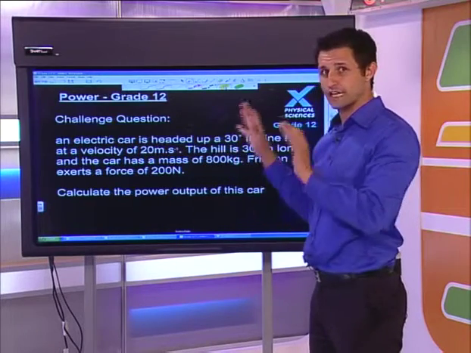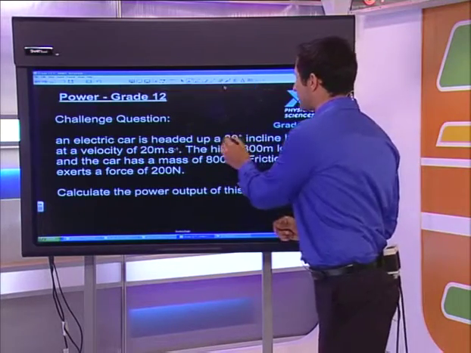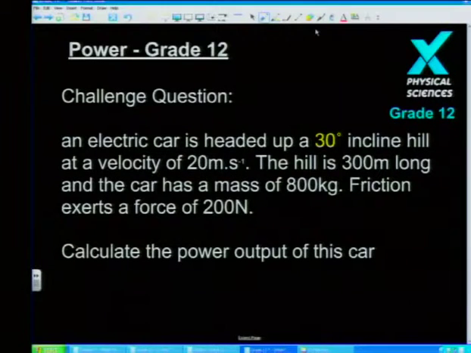I've got my electric car. We don't really care what type of car yet. I know that I have a 30-degree incline, so my 30 there is very, very important information. I have a velocity of 20 meters per second. That's worth knowing because my velocity is important for kinetic energy. The hill is 300 meters long, and that's quite important as well because that's my displacement in the same direction as some of my forces like friction. So if I've got 300 meters of displacement and a car which has a mass of 800 kilograms, that's going to help me in calculating my gravitational potential energy change, or at least my work against gravity. Friction exerts a force of 200 newtons, hugely important.